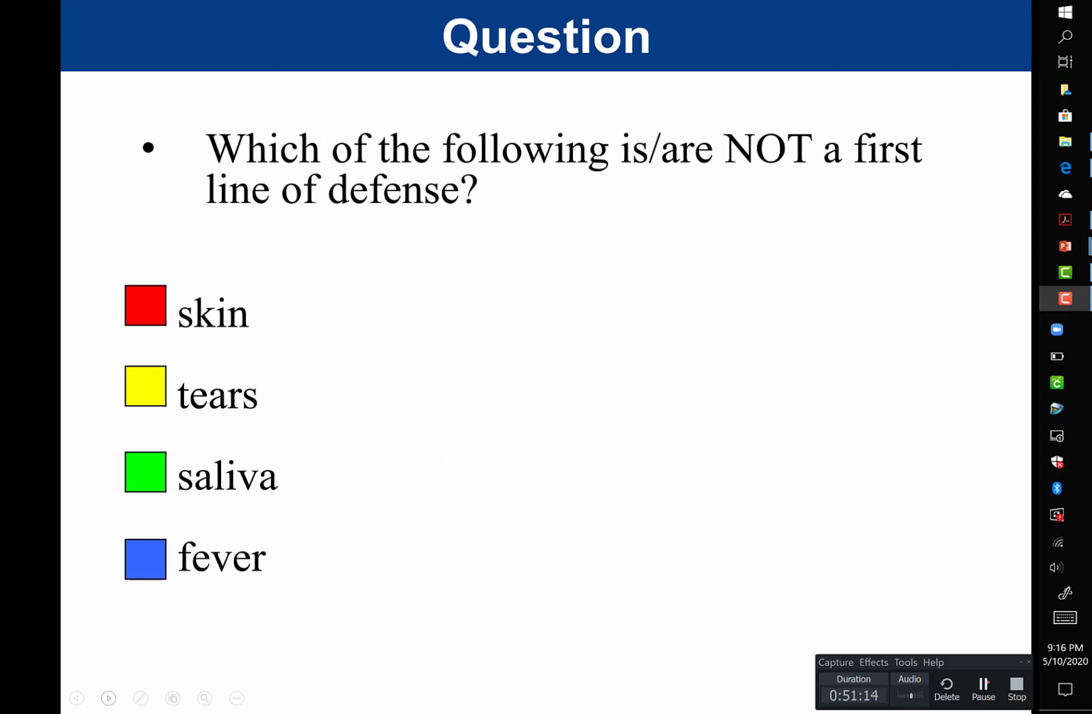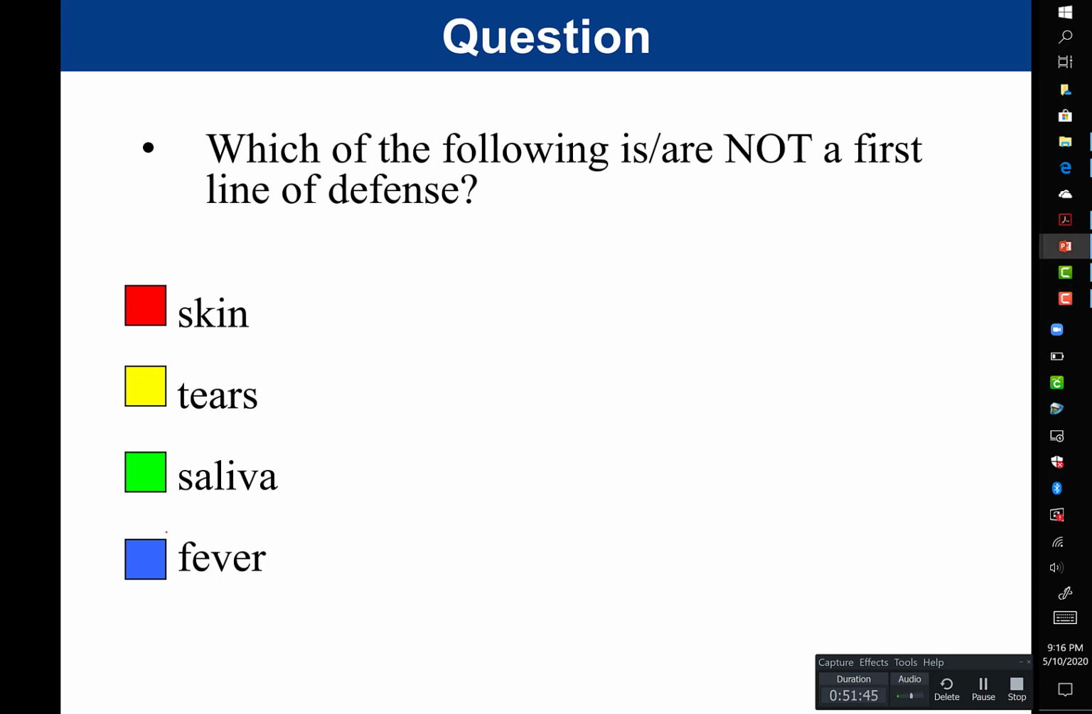So, question for you. Which of the following is or are not a first line of defense? Is it red skin, yellow tears, green saliva, or blue fever? So which of the following are not part of your first line of defense? So pause your video, think about it, and then when you're ready, push play to hear the answer.